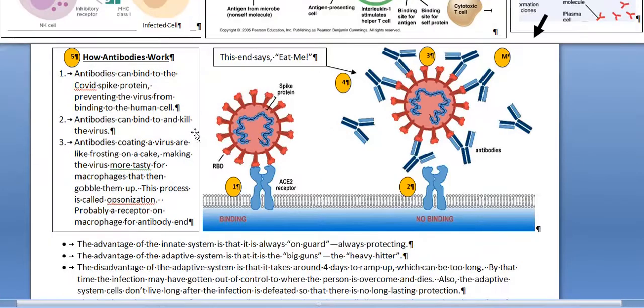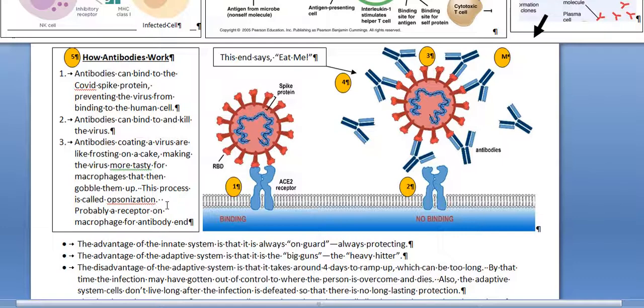Eats them up. So let's review how antibodies work. Antibodies can bind to the COVID spike protein, preventing the virus from binding to the human cell, blocks it, right? Can't get inside, can't reproduce. Antibodies can bind to and kill the virus, okay? And antibodies coating a virus are like frosting on a cake, making the virus more tasty for the macrophages that then gobble them up. This process is called opsonization.